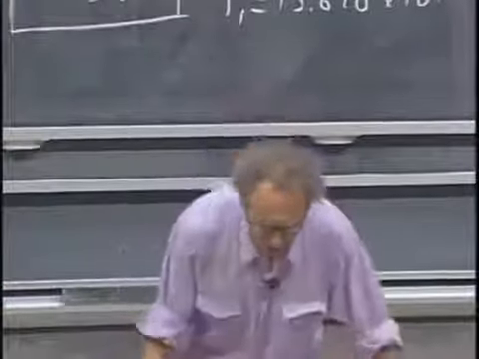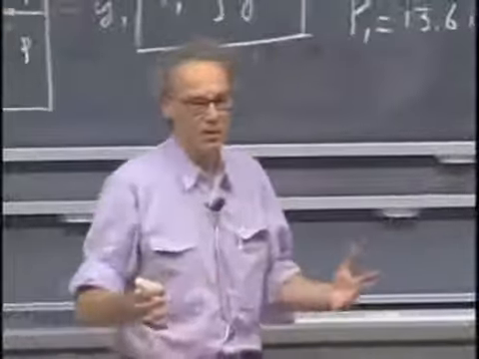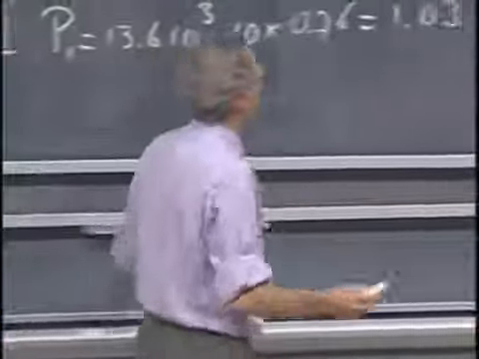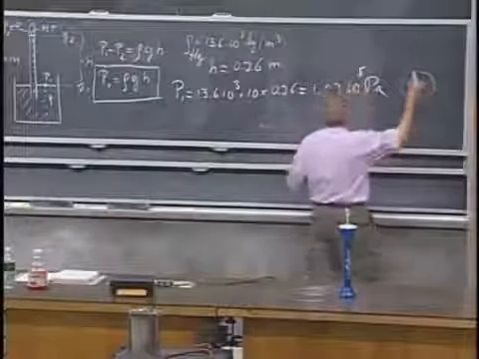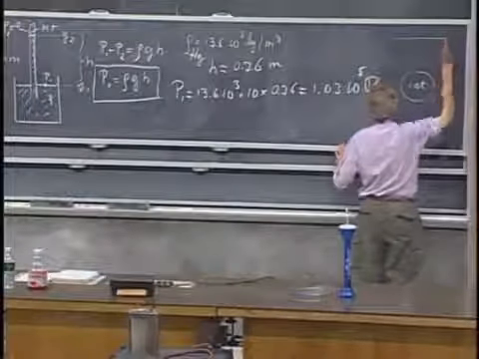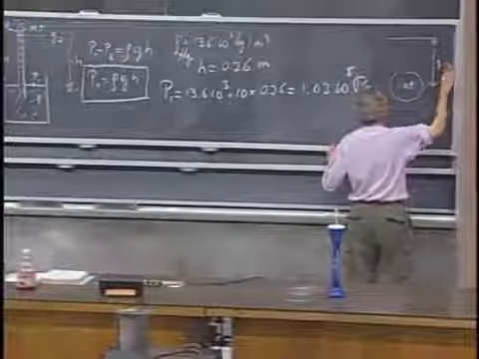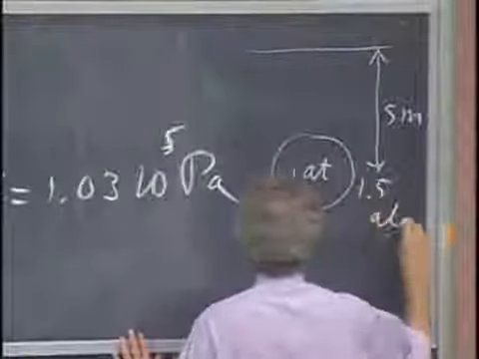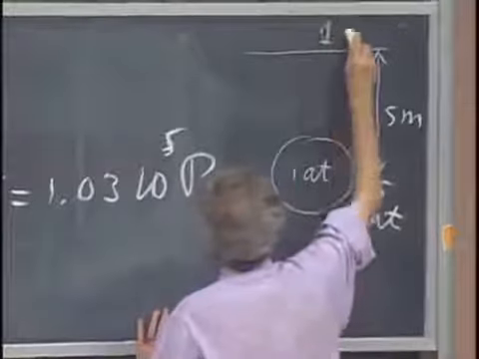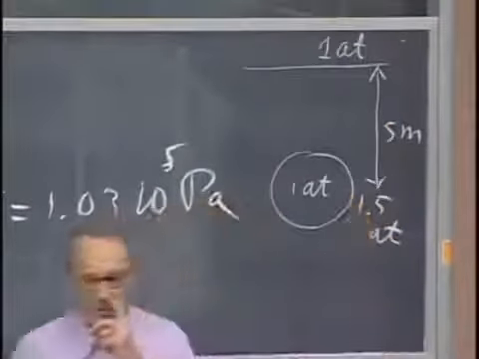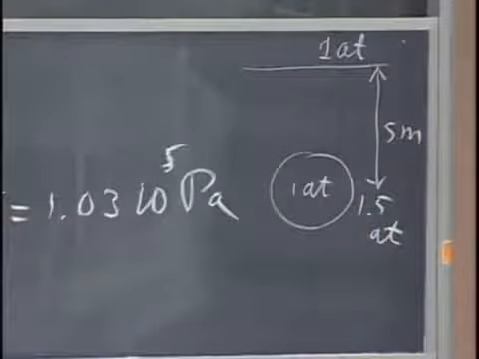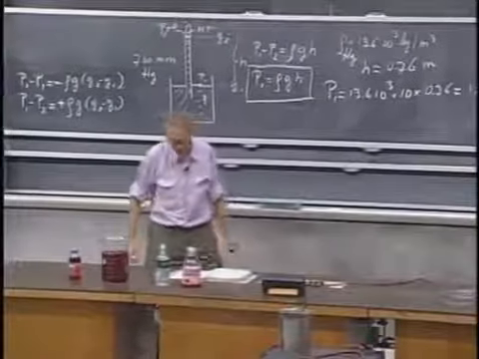Now, von Drebel's submarine was an enormous accomplishment for the 17th century. Because how are you going to seal a vessel whereby the inside of the vessel is 1 atmosphere, that's the air that he was breathing, and it's 5 meters below the level, and so the outside pressure is 1.5 atmosphere, namely 1 atmosphere barometric pressure and 0.5 atmosphere from the hydrostatic pressure.